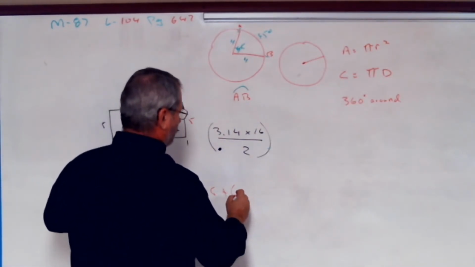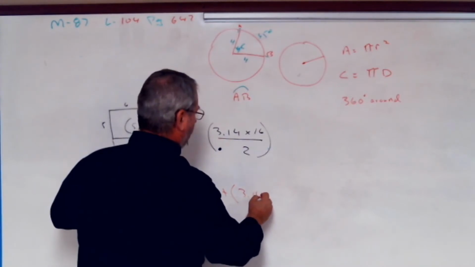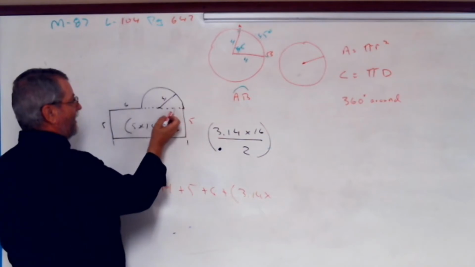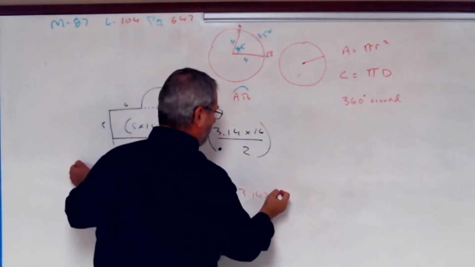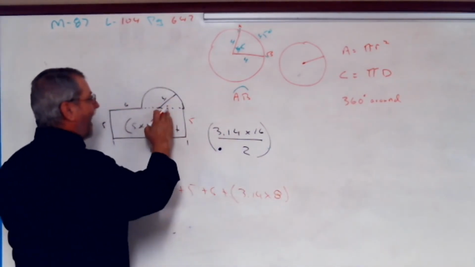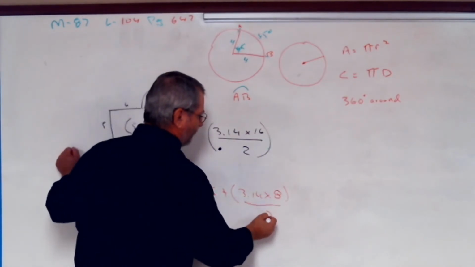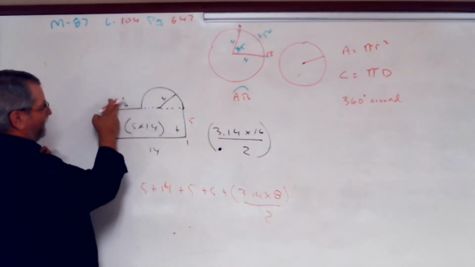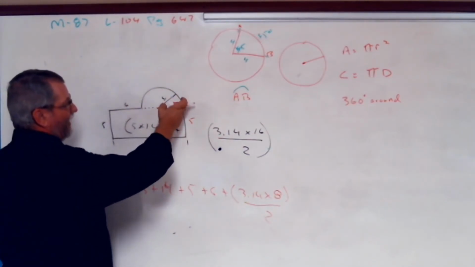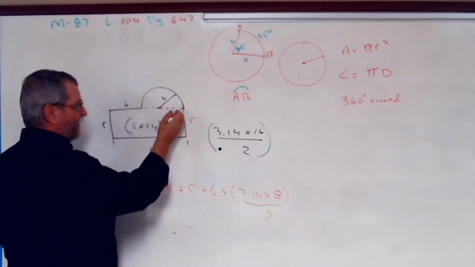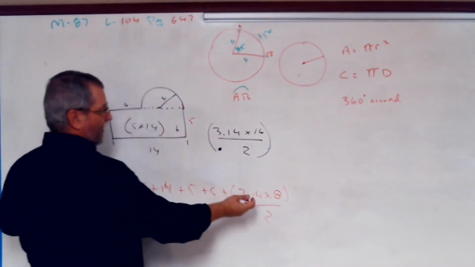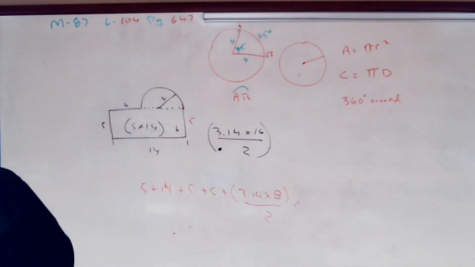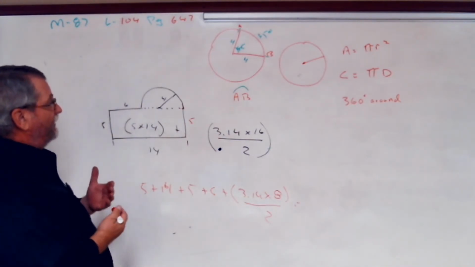Circumference of a circle is 3.14 times diameter. If the radius is 4, the diameter is 8. And it's a half of a circle, a semicircle, so divide by 2. So it's 5 plus 14 plus 5 plus 6 plus half of the circle. Not this piece down here, just this right here. I'll let you do the math because you're brave and wonderful and smart. Just be very careful with this.